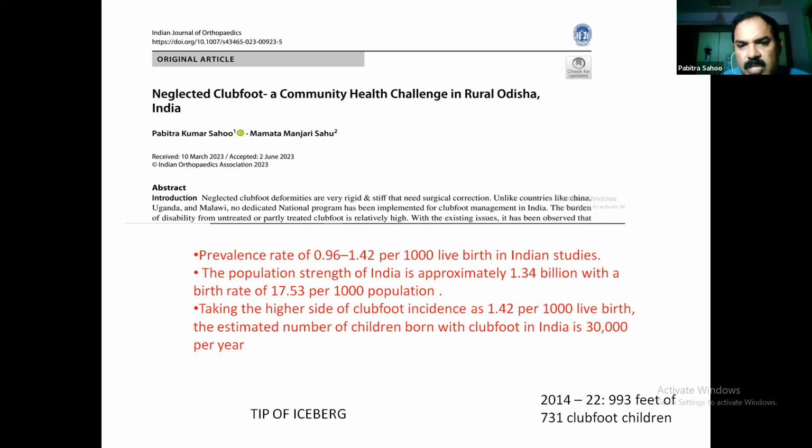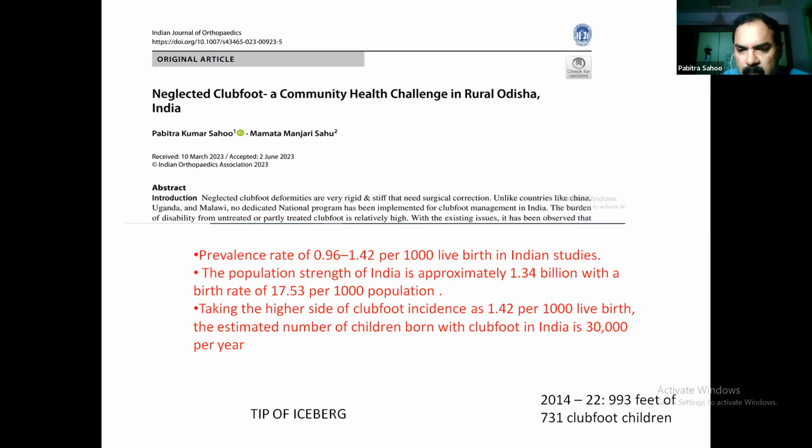It is our responsibility, since it comes under the disability category. In the 2016 PWD Act, clubfoot has been included as a disability category. So it is our responsibility to spread awareness of the diagnosis of clubfoot. We must learn the methods of management of clubfoot. We must learn the methods of managing neglected clubfoot.